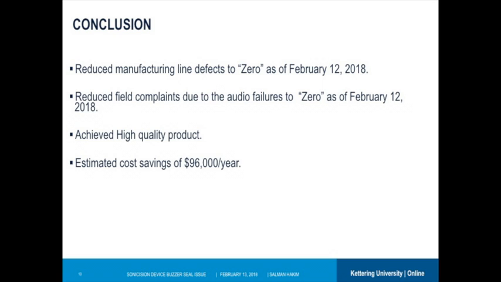Since the product comes in direct contact with the patient and can be a quality risk to the patient and doctor, reducing the scrap rate was highly essential to make sure that the company is providing the best quality product to our customer.